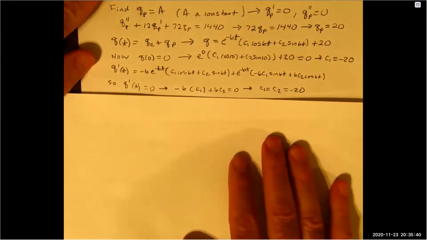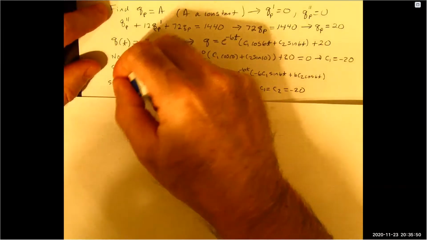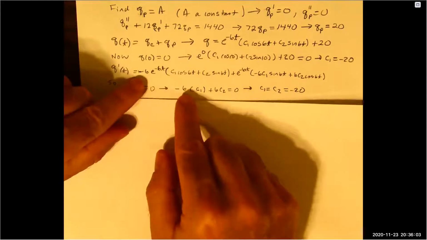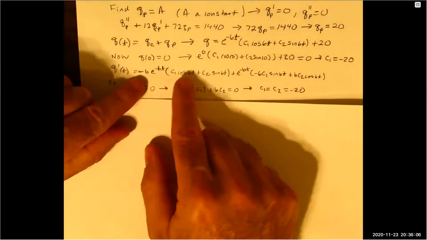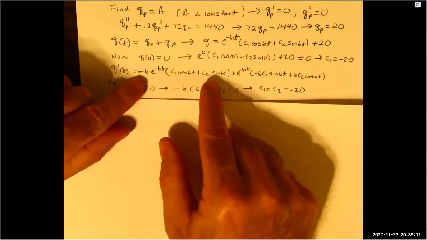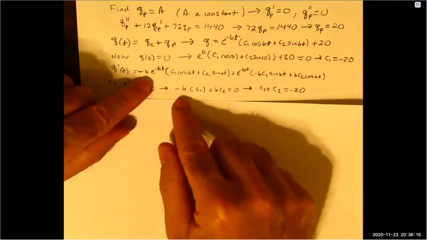All right, so now q prime of 0 is equal to 0. So I'm going to plug that in. So I'm going to have minus 6 times e to the 0 is minus 6. And I'm going to get c1 cosine of 0 is c1 times 1 plus c2 times sine of 0 is c2 times 0. So from the first part, I'm just going to have minus 6 times c1.